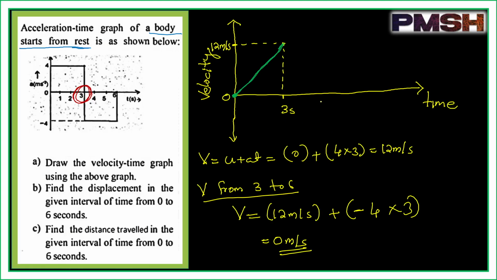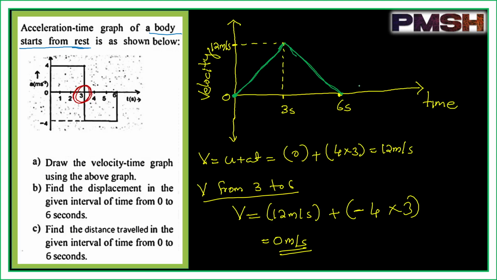So what can you observe? At 6 second, the velocity becomes 0. Which means the velocity is actually decreasing at a constant acceleration. Acceleration or deceleration? Better to say deceleration. Clear? So this will be the velocity time graph. I hope it is clear.